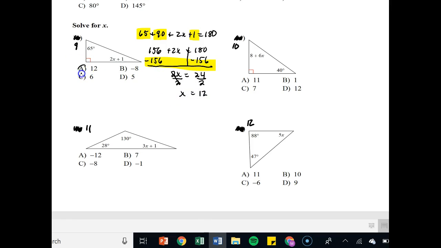Please write it nice and neat, just like I have. Circle the answer. All right, that's it. Please call me if you have questions.